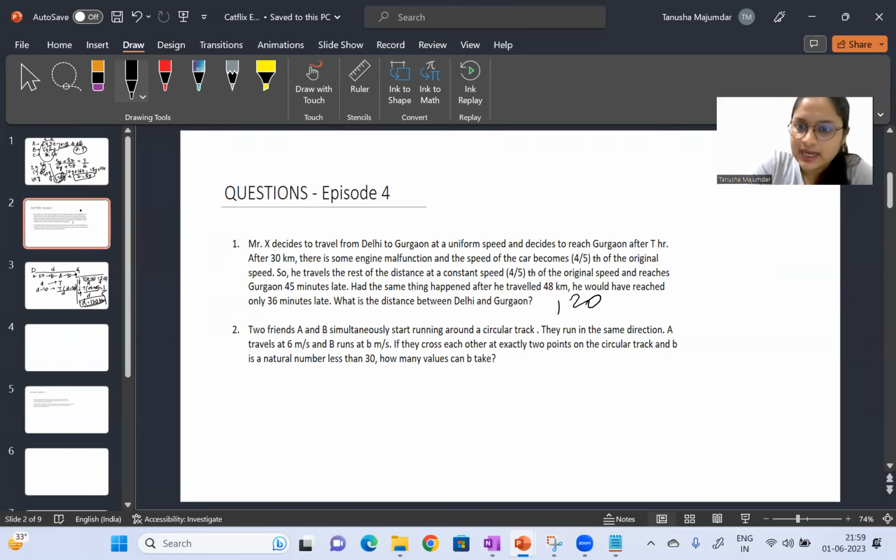This is a CAT 2017 question, and the level of difficulty is easy for this one. Then you have two friends A and B simultaneously starting to run around a circular track. So this is a circular races problem. They run in the same direction. A travels at 6 meters per second and B runs at b meters per second. If they both cross each other at exactly 2 points on the circular track, and b is a natural number less than 30, how many values can b take?